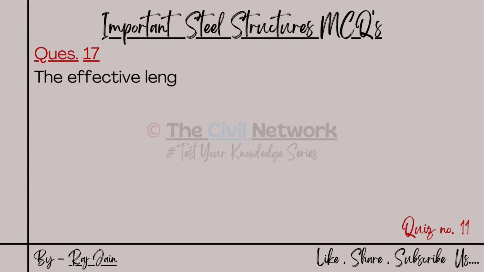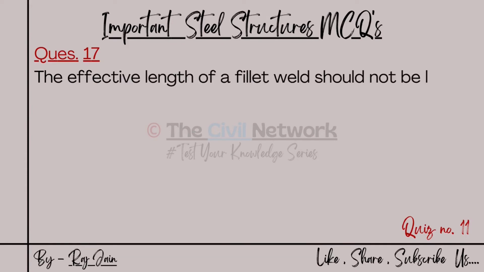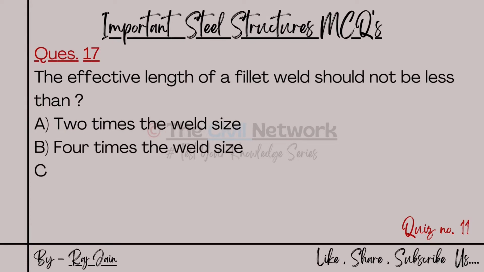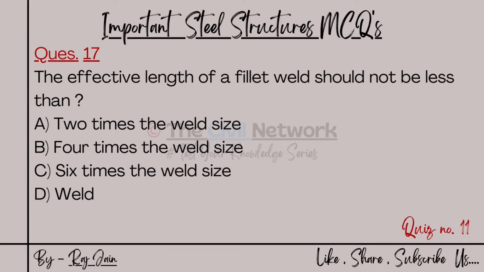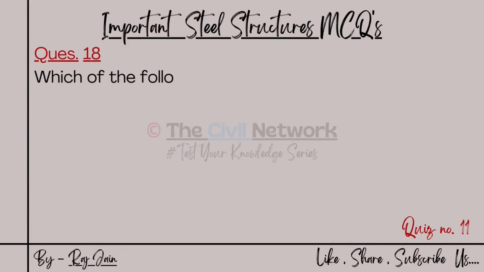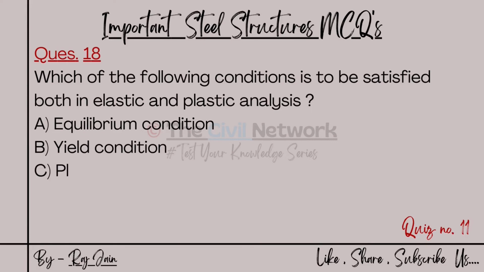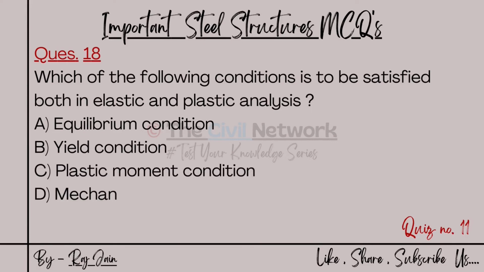Question number 17. The effective length of a fillet weld should not be less than. Correct answer is 4 times the weld size. Question number 18. Which of the following condition is to be satisfied both in elastic and plastic analysis? Correct answer is equilibrium condition.